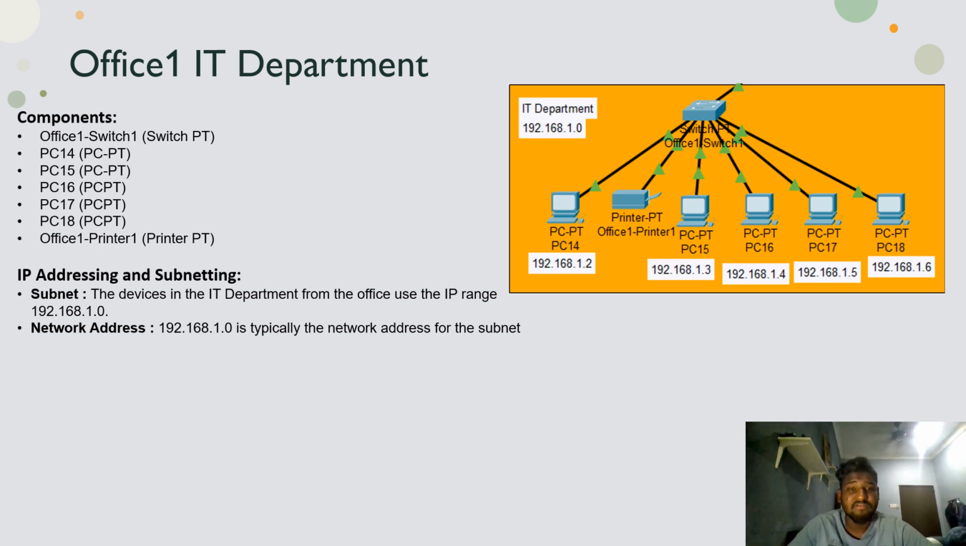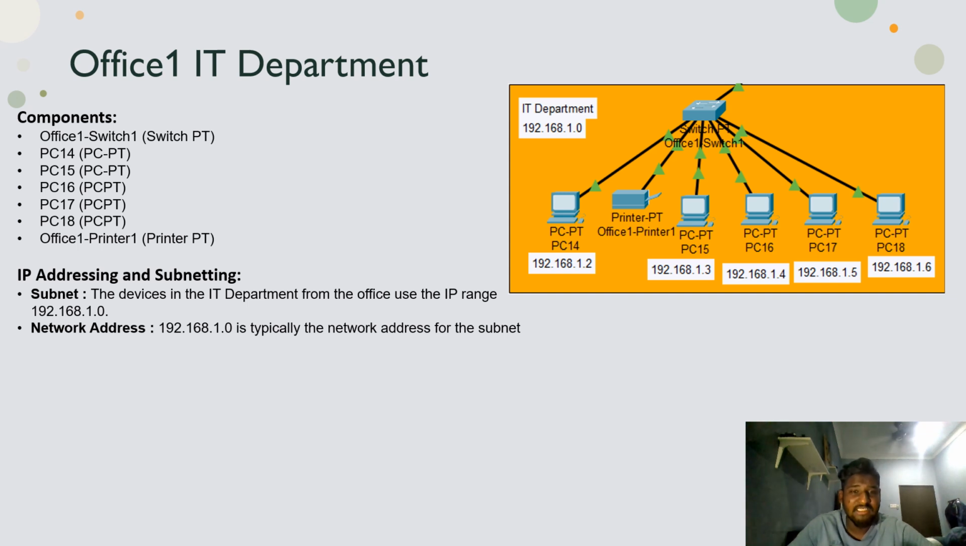All the IP addresses for these PCs are assigned respectively: PC 14 is 192.168.1.2, PC 15 is 192.168.1.3, PC 16 is 192.168.1.4, PC 17 is 192.168.1.5, and PC 18 is 192.168.1.7. The function of the PCs, or we can call them the end devices, is that they are desktop computers within the Office 1 IT department and likely used for all the IT services provided by the company.